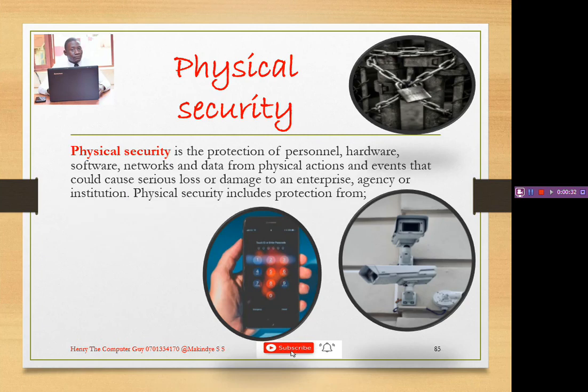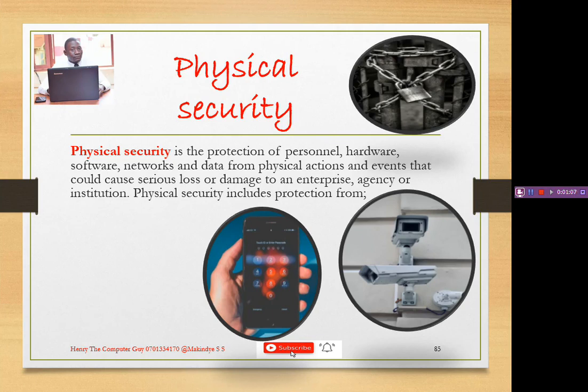So they're telling us that physical security is the protection of personnel. They can be my workers, protection of hardware, the physical components, protection of the software, let's say the programs on my computer, network security, and data from physical actions and events that could cause serious loss or damage to an enterprise or agency or an institution. And they're telling us that physical security includes protection from.